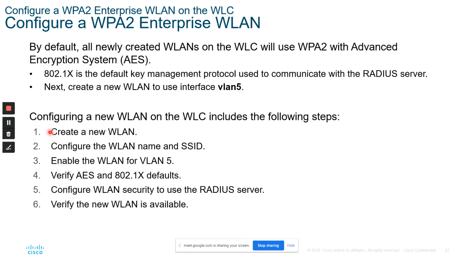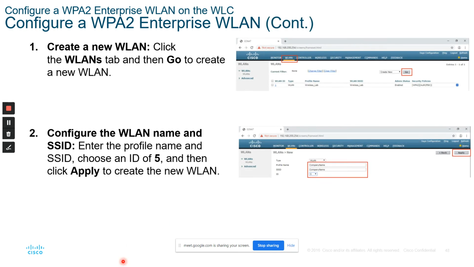Sixth step again, create a new WLAN, and then configure the WLAN name and SSID. Then we're going to enable the WLAN for VLAN 5, and then verify the security is AES, and 802.1x is a default one. And then we're going to configure WLAN security to use radius server. Okay, and then we're going to verify new VLAN is available or not. Okay, let's create the VLAN first.